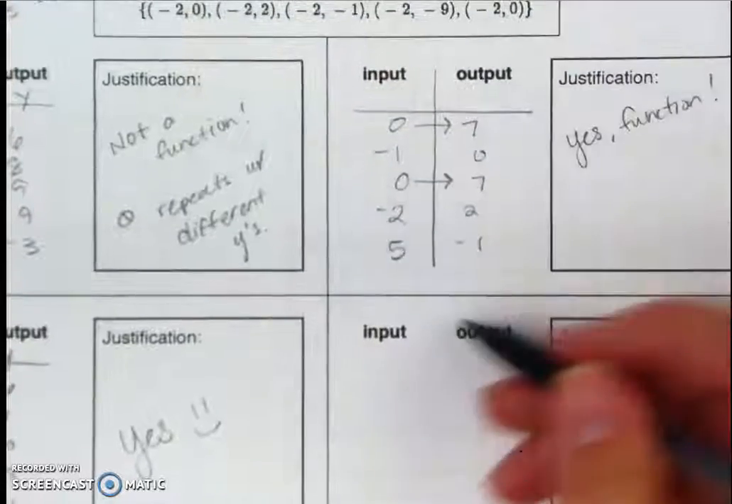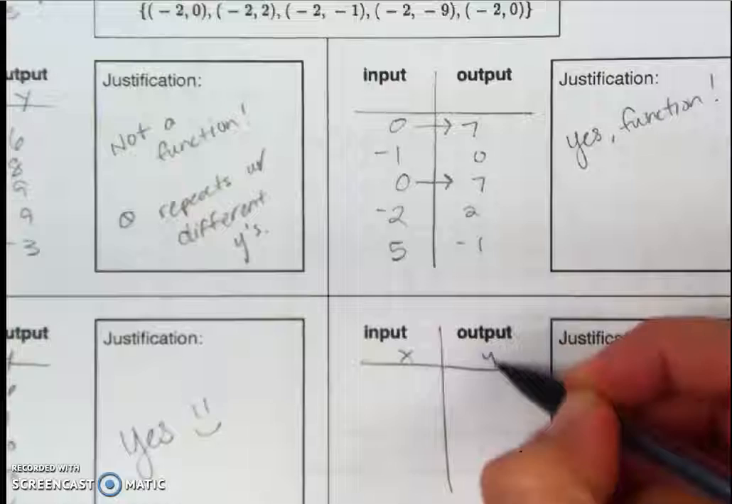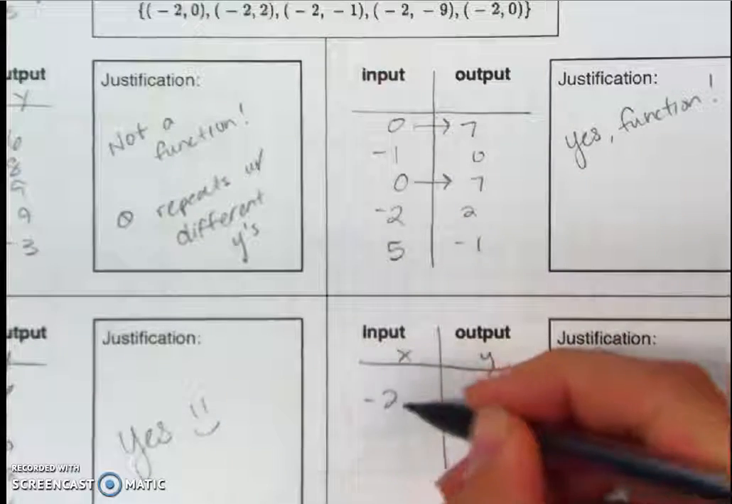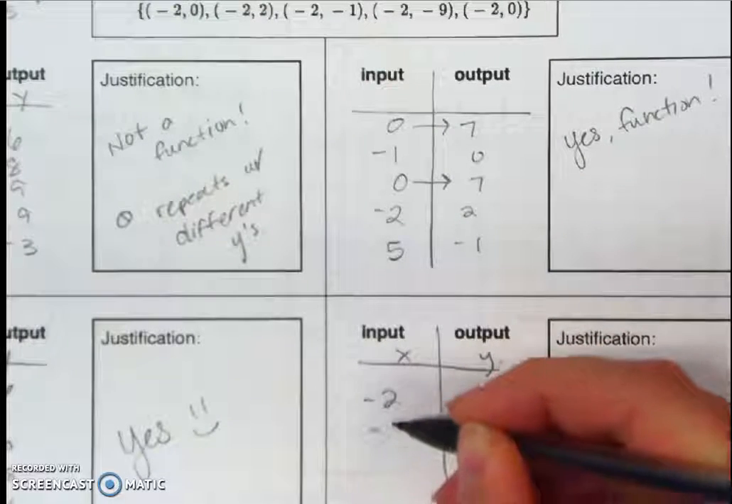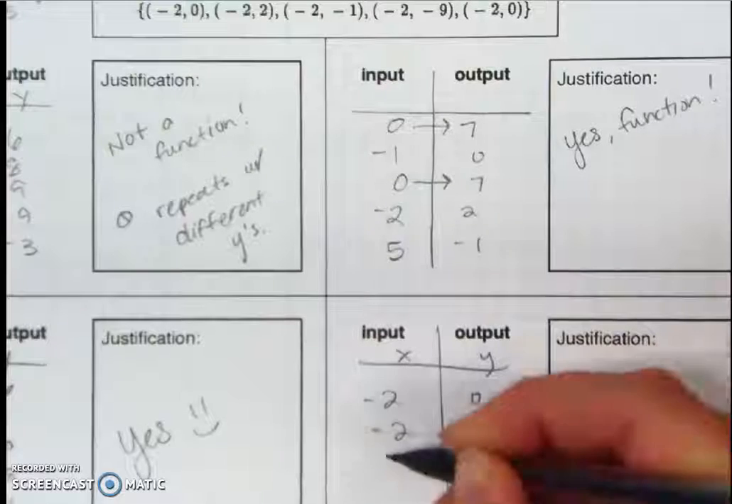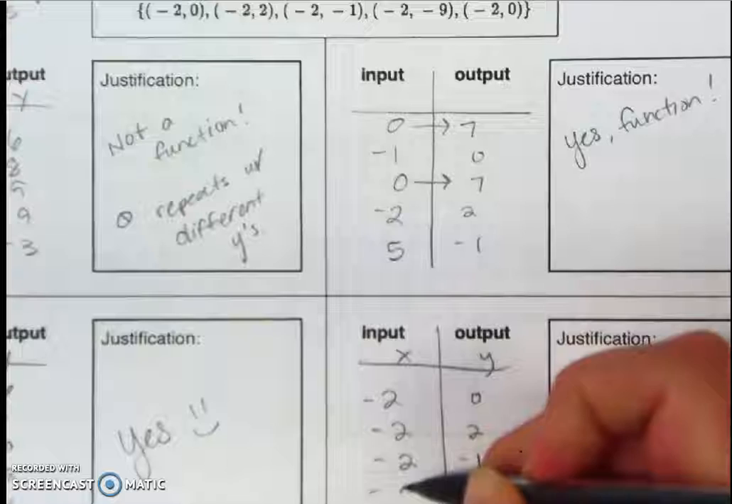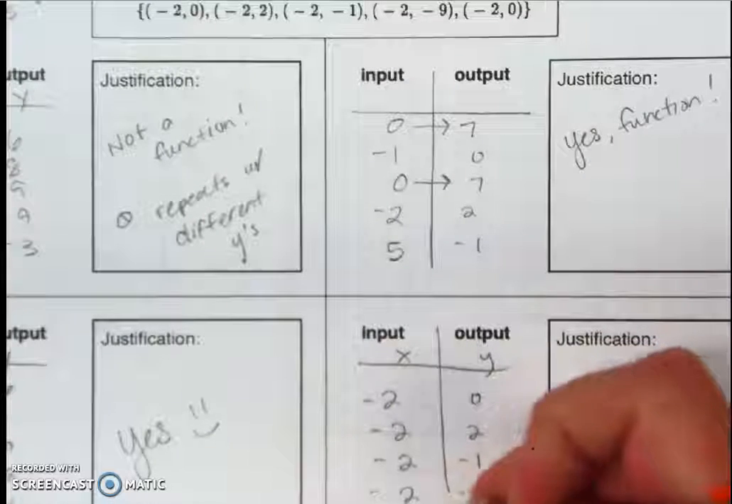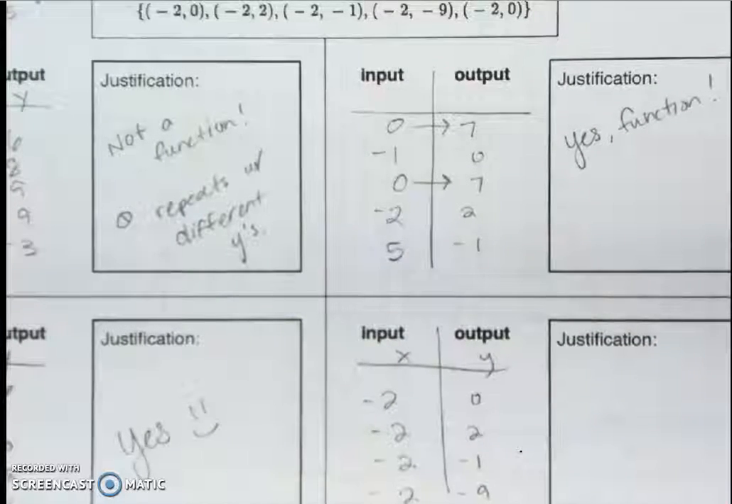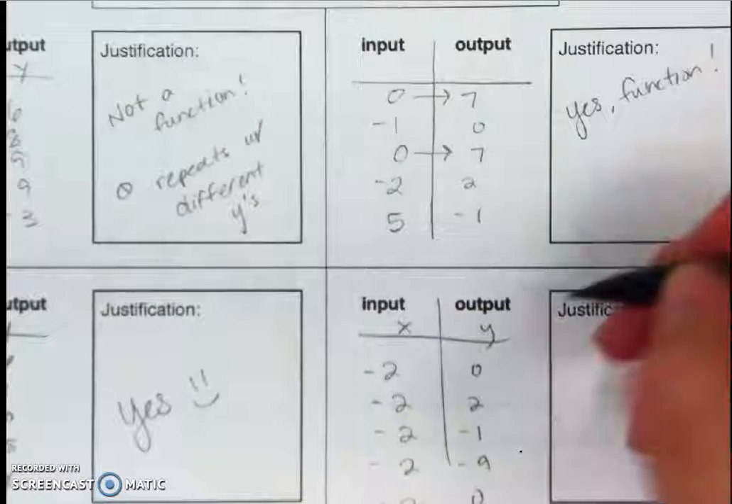Negative 2, 0, input, output, X and Y. Negative 2 goes with 0. Negative 2 goes with 2. Negative 2 goes with negative 1. Negative 2 goes with negative 9. Negative 2 goes with 0 again. What in the world? So this is not a function.